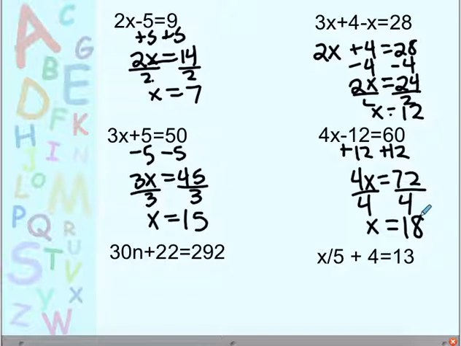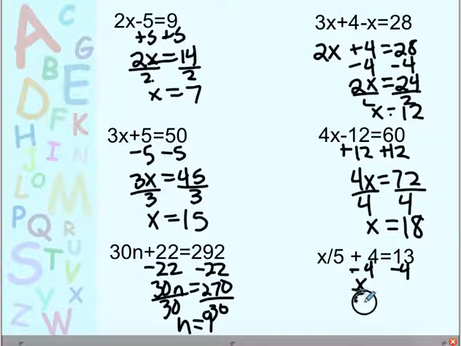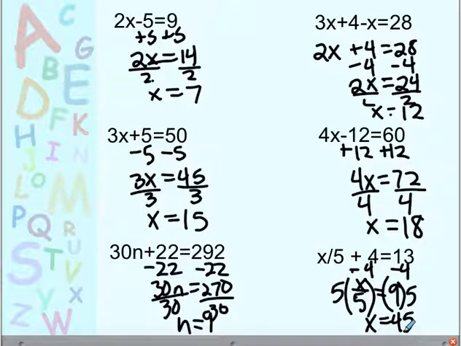All right, next one, 30n plus 22 equals 292. I subtract 22. I get 30n is equal to 270. Divide by 30. And we get n is equal to 9. And lastly, we subtract 4. And we have x divided by 5 is equal to 9. We multiply by 5 on each side. And we get x is equal to 45.